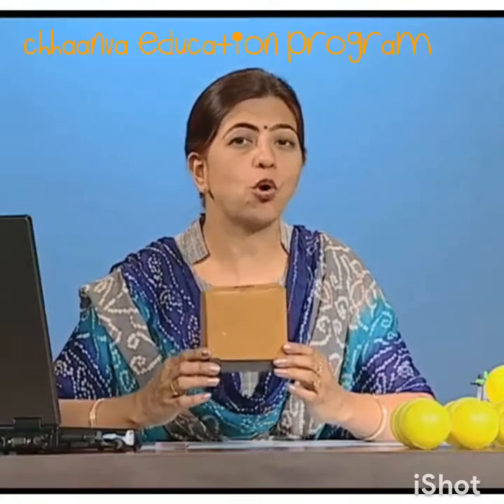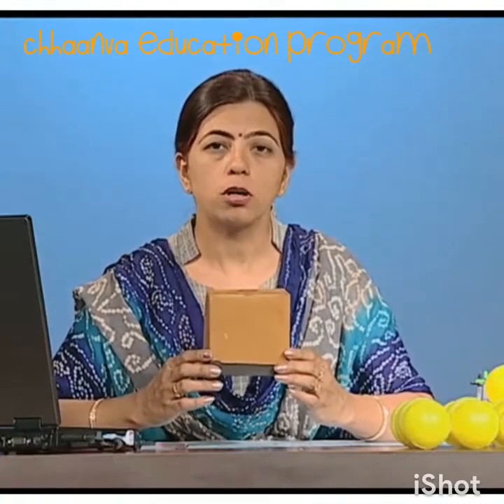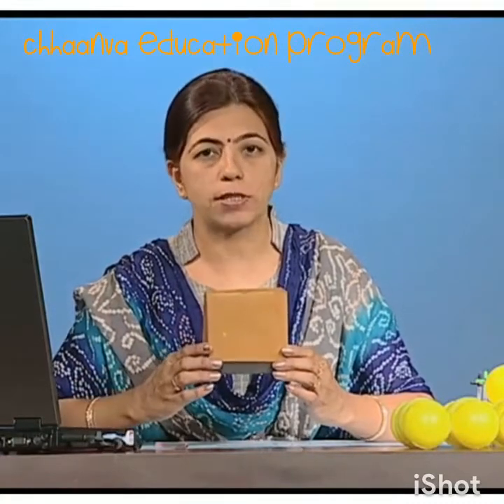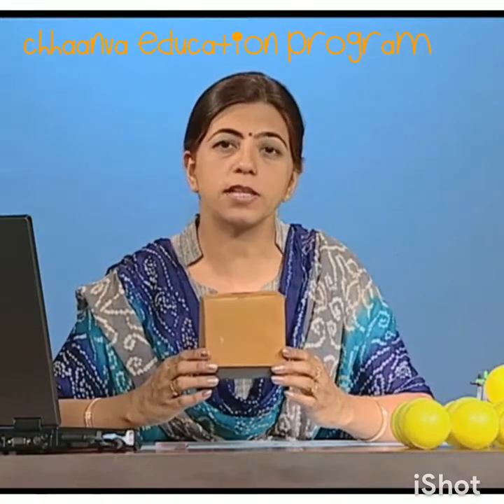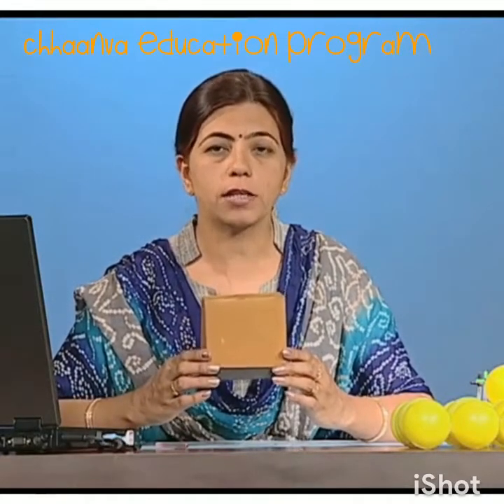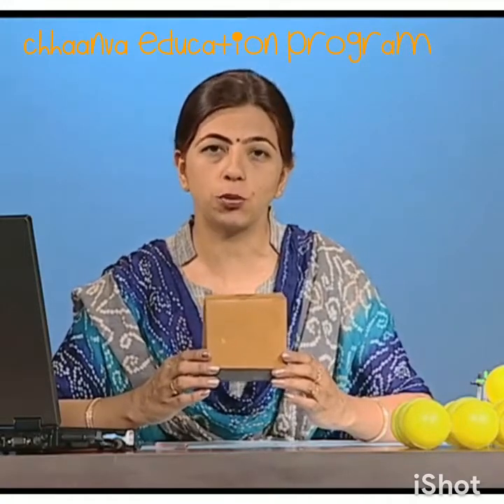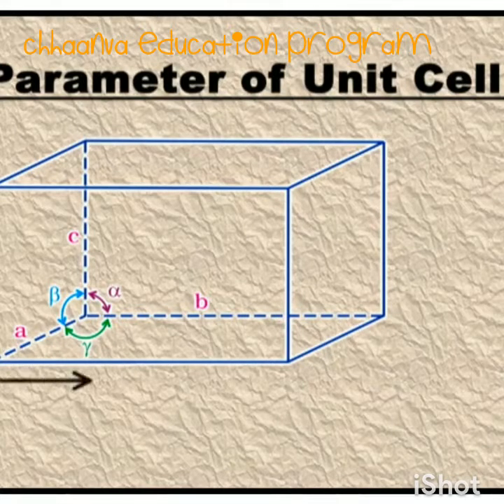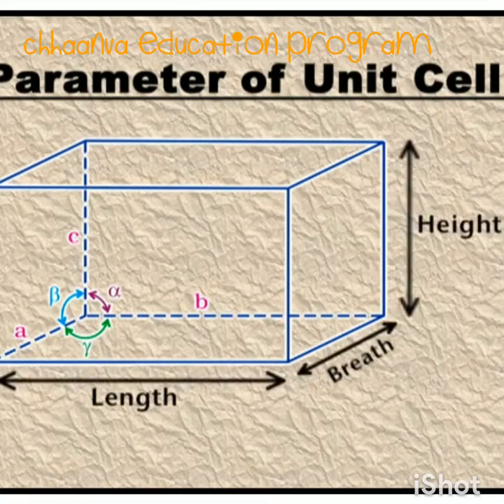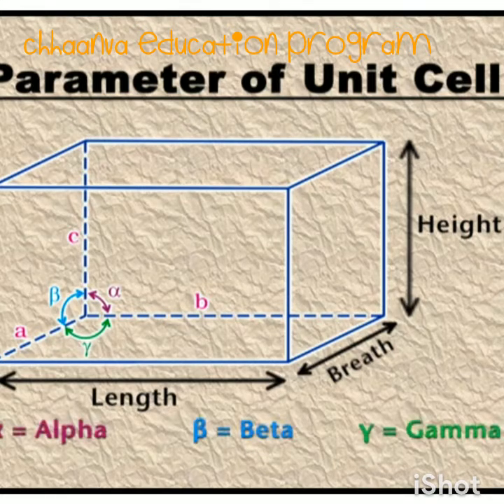We must know all this to know the variety of unit cells, that is, how many unit cells there are. Before discussing that, let me discuss the parameters of a unit cell. This is a unit cell. It has 3 dimensions, that is length, breadth and height. And there are 3 angles between these edges, known as alpha, beta and gamma.